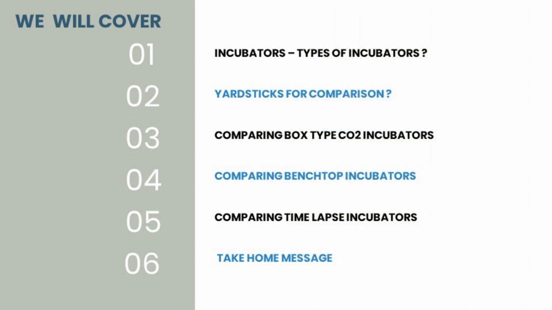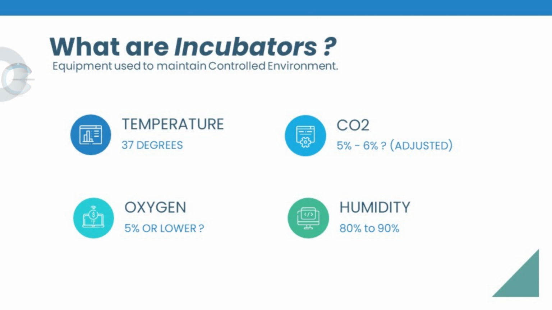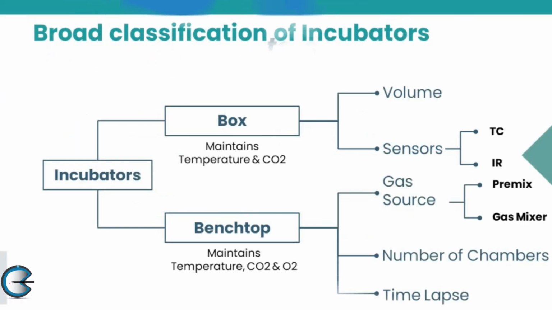So today we will briefly cover the following: types of incubator, yardsticks for comparison of incubators, comparing box type, comparing benchtops, comparing time-lapse, and finally a crisp take-home message. So incubators are equipment used to maintain controlled environment. Embryos need stringent control of the following parameters: temperature, CO2, oxygen, and humidity.